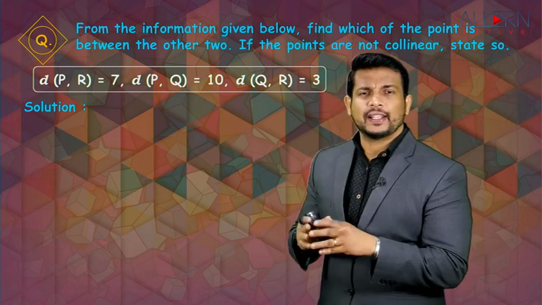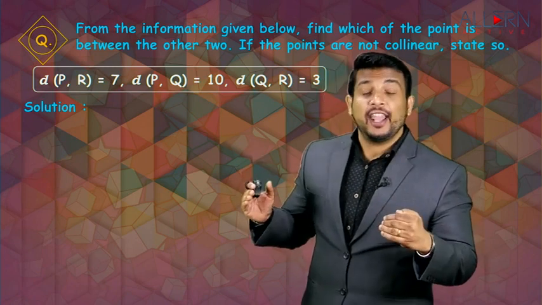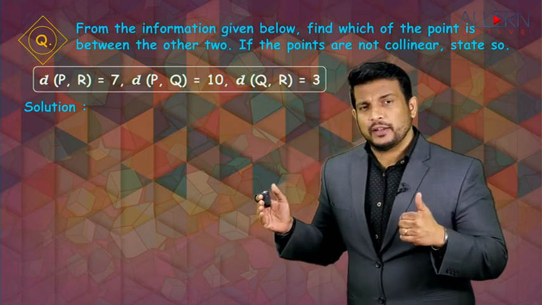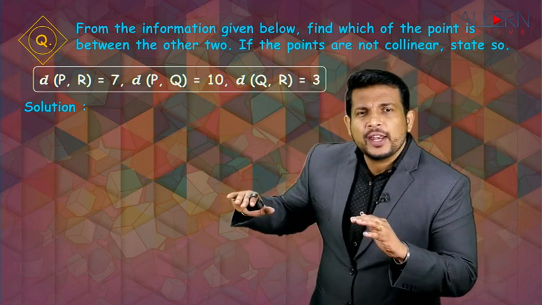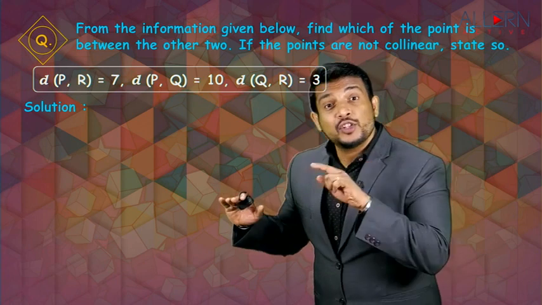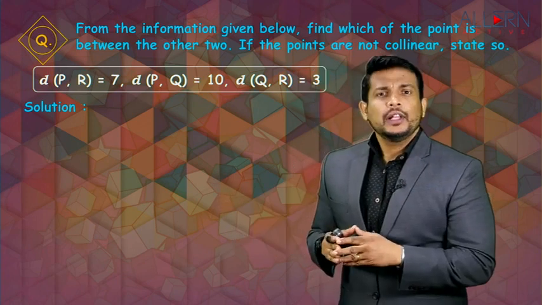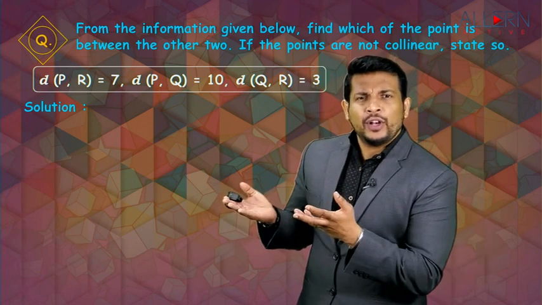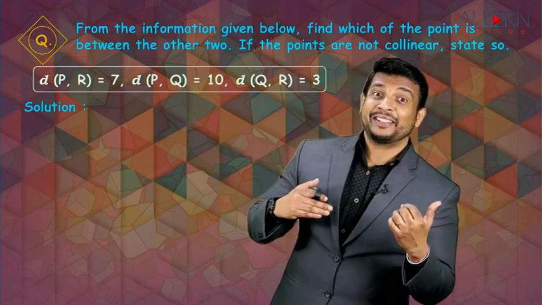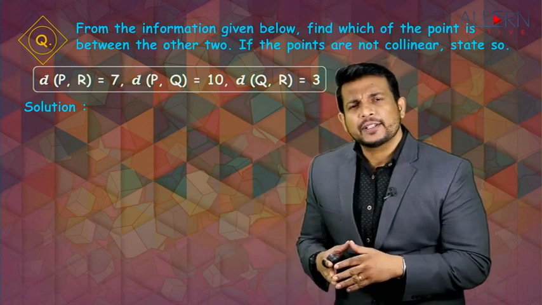And what we are saying is that, first we need to identify whether these 3 points are collinear. And if they happen to be collinear, we need to say which point is between the other two. So first let's identify whether the points are collinear. Then if they are, we can decide the betweenness, right? Let's see this now. How do we do that?